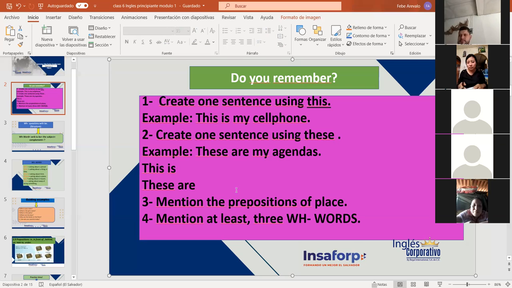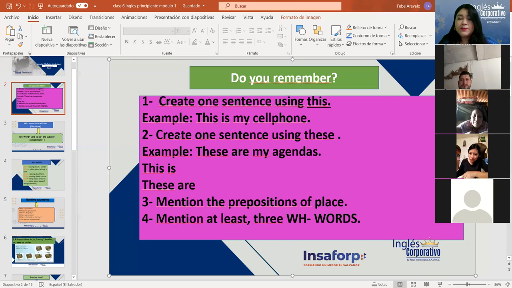Let's go with number three. Mention the prepositions of place. Let's see. ¿Quiénes recuerdan las prepositions of place? ¿Las vimos el día de ayer en la clase? Under, behind. In front of. Next to. Behind. On, there you have. All right, excellent, everybody. Thank you. Good to hear that. All right. Yesterday, we were working with the prepositions of place.